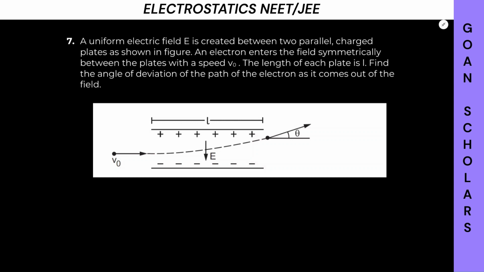So basically, let's understand the situation. Here we have a particle. Which particle? We have an electron. Our electron is entering here in this direction with velocity v0, right? And these are the two plates, any conducting plates, having some charge, positive here and negative here. So what will be the direction of the electric field? It will be downward here, radially away from the positive charge and towards the negative charge, right?